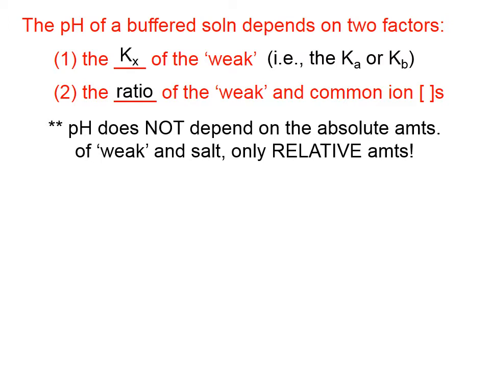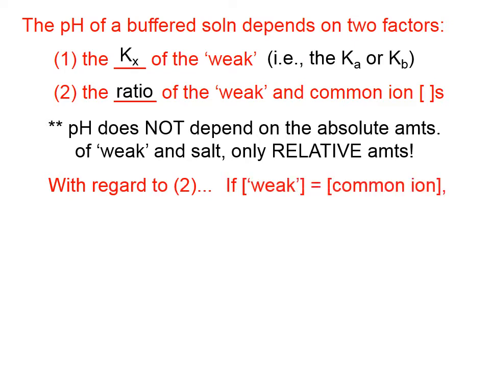In other words, it's not the number of moles of weak or the number of moles of common ion from the salt. It's the ratio of those two that determines the pH. The moles of weak and the moles of salt affect the buffer capacity, which is how much acid or how much base could be added to this buffered solution before the pH changes appreciably. But the pH only depends on the relative amounts of weak and salt.